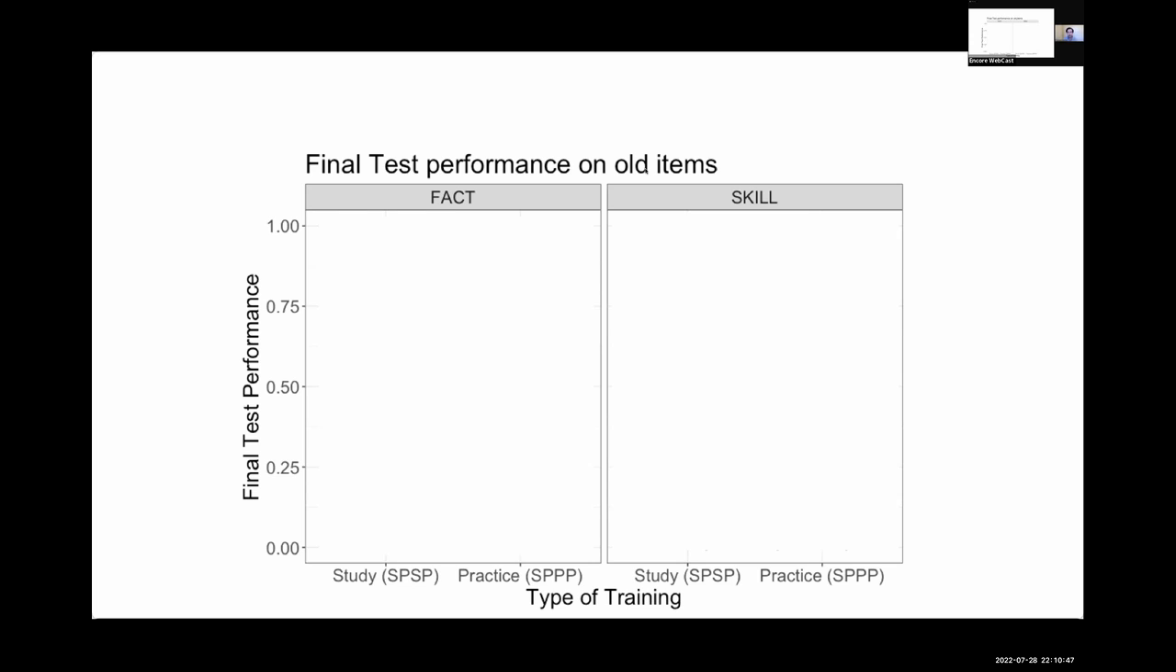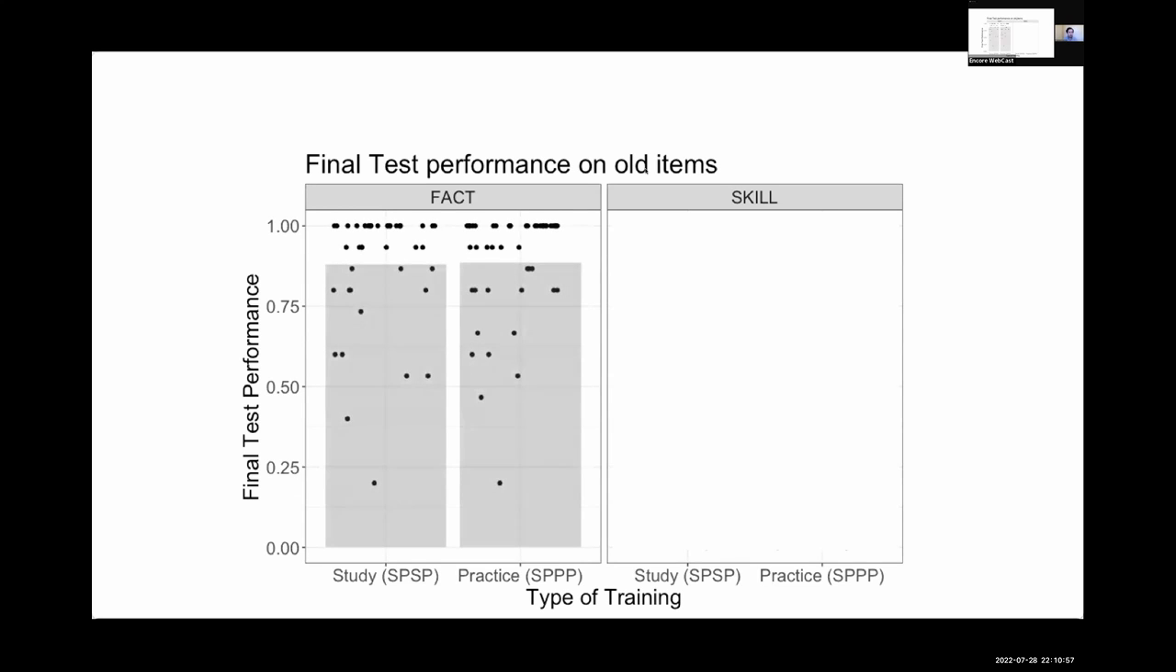And on the x-axis, I'm plotting whether training was study or practice-based for facts on your left and skills on your right. So for facts, participants performed equally well regardless of the training they got. And this is perhaps not surprising since they learned only 5 concepts, which means that they needed to learn only 5 answers to 5 questions. So it's relatively easy to memorize and to learn.